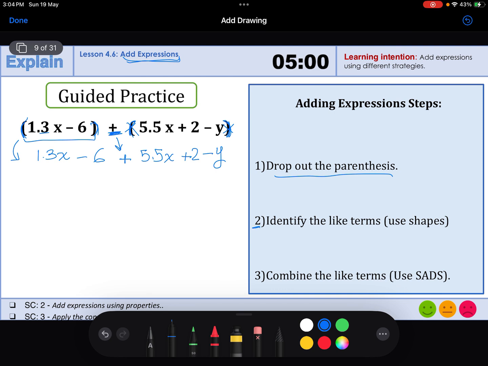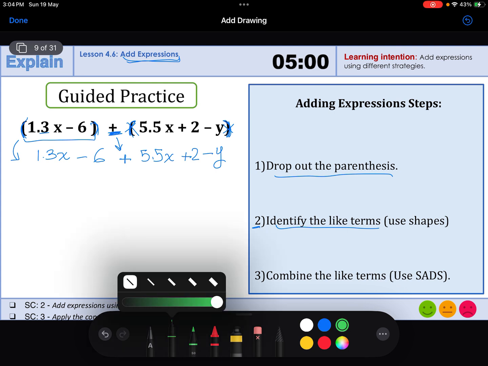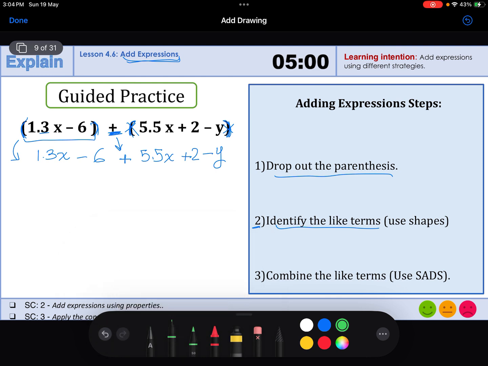Step number 2 is to identify the like terms. You can use any shape to identify or distinguish the like terms. I like to draw circles, triangles, or rectangles around like terms. For example, 1.3x is a term that has another like term equivalent to it. The other like term is basically 5.5x. This is a like term for the previous one. So I'm gonna draw the exact same shape around them, a rectangle, with the plus, the sign of this term.